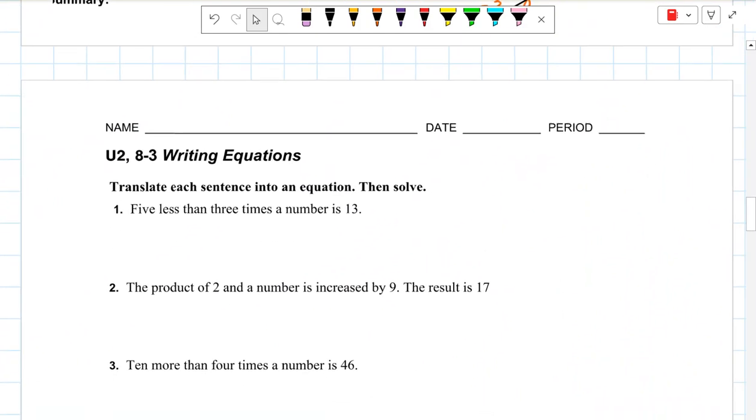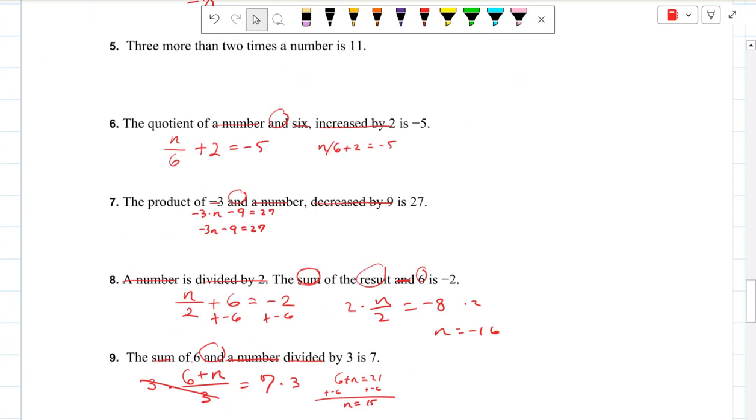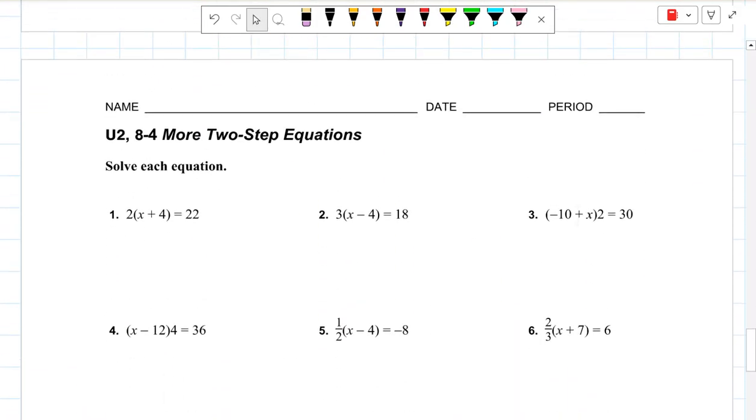It's always important to put your first name, your last name, the date, and the period. And it's always important to read the directions. It says translate. Oops, this is not the right paper. This is our previous assignment. Let's go down here to this one. Here we go, 8-4. Sorry about that. First name, last name, date, and period.